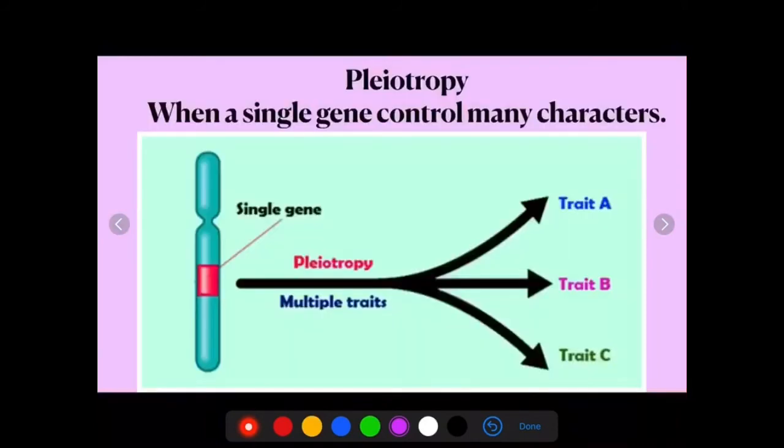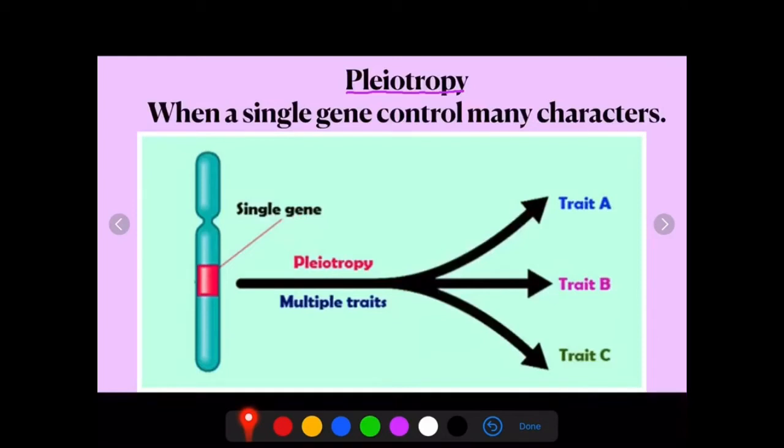Okay, another concept we are going to study is pleiotropy. Pleiotropy refers to when a single gene controls many characters. You can see here, what is this? This is a chromosome, and on this chromosome, say this red colored gene is present. So it is a single gene, a piece of DNA which should be responsible for a single character.